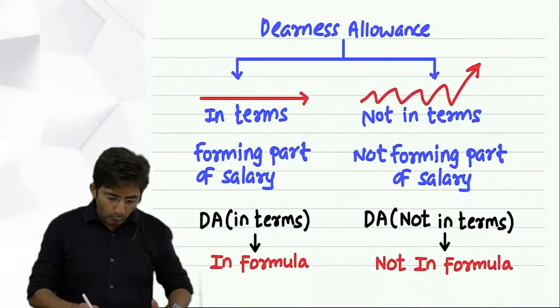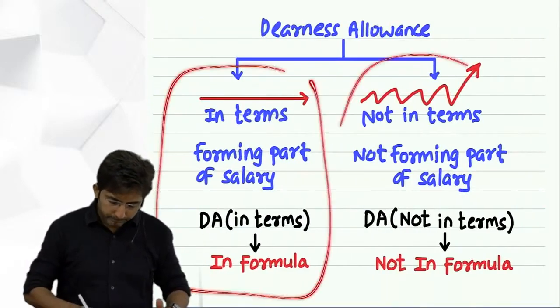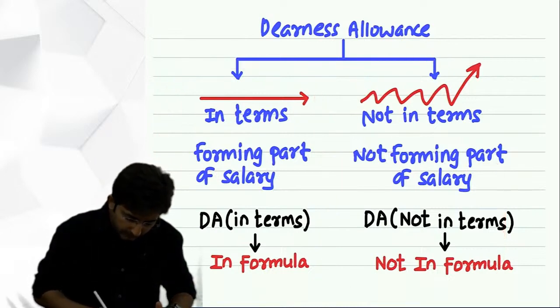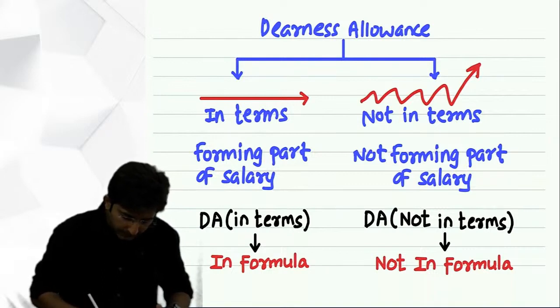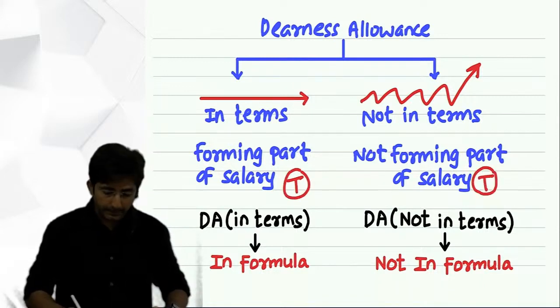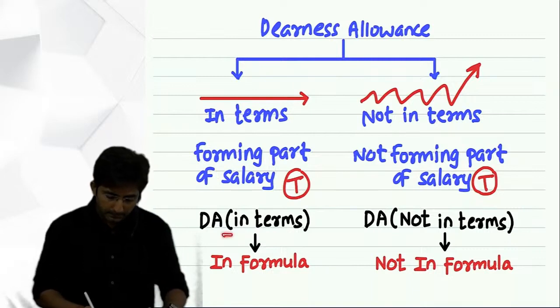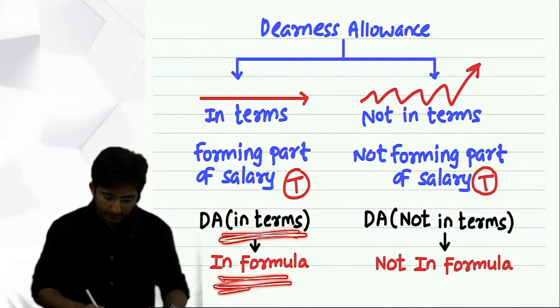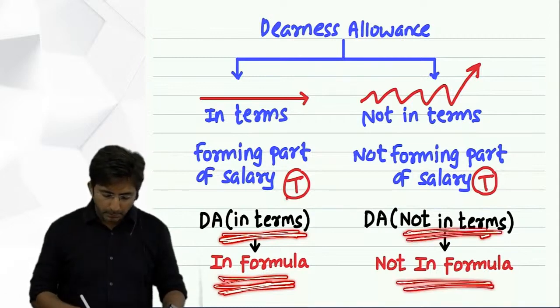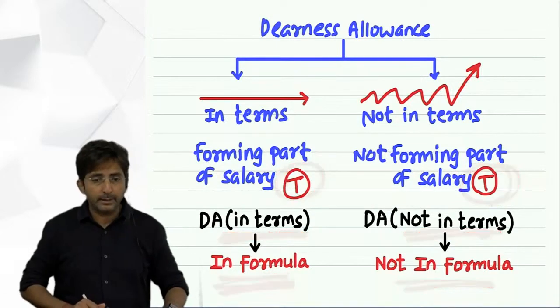So these are the two types of DA. For both I will write, both are taxable in nature. Taxable means you have to write both in the main statement. But this one is in terms, so it will come in the formula also. This one is not in terms, so not in the formula. But both are taxable.